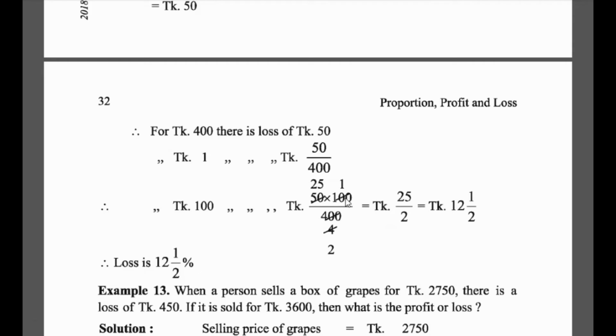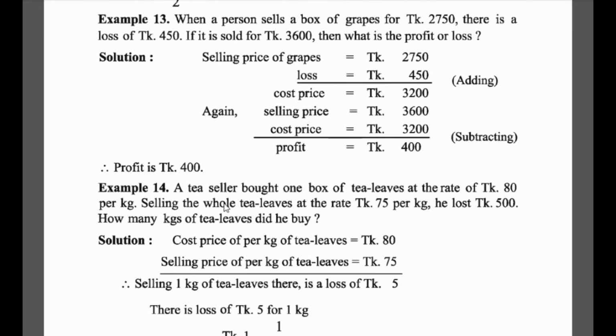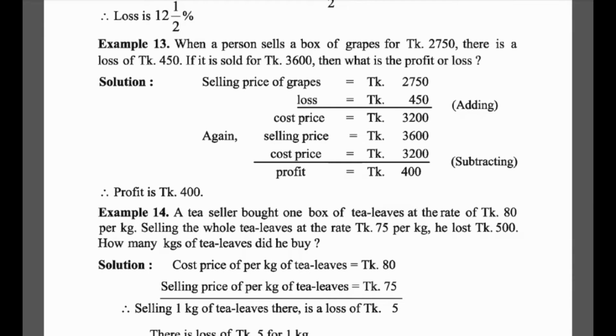Okay, let's come to the point. If we divide 100 by 100, it's 1, and if we divide 400 by 100, it's 4. Again, if we divide 4 by 2, it's 2, and if we divide 50 by 2, it will be 25. So the answer will be taka 25 divided by 2. That means if we do the division here, we'll get 12 and 0.5, or half. So the loss is 12 1/2%, that means 12.5%. I hope you have understood the explanation, and I hope that you will stay with me till the very end of these lessons.